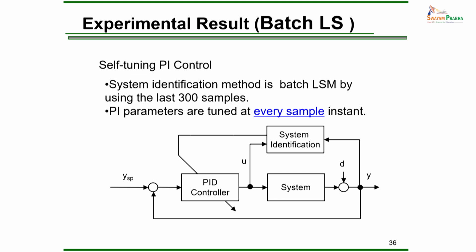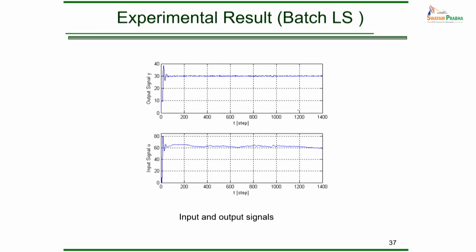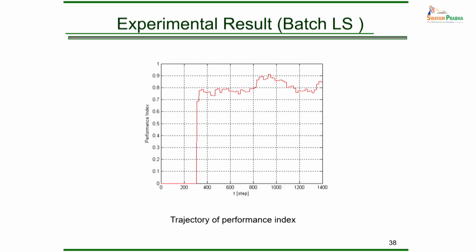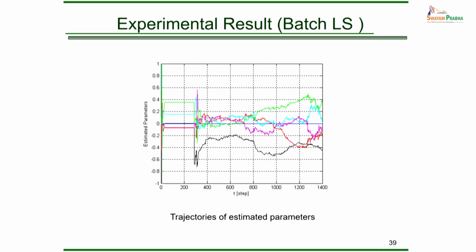Now we are going to tune the parameters at every sample, okay? And the result is quite good. If you do the adaptation at every sample, the output signal is very steady, and the input signal also is non-oscillatory. The performance index throughout the entire duration of this experiment is higher than 0.7, almost 0.8 or 0.89. So this is relative to minimum variance control.